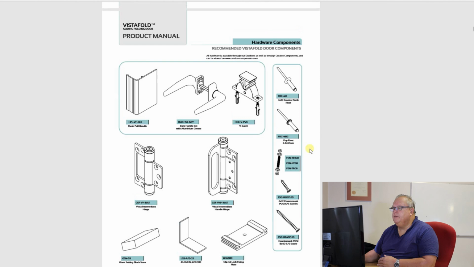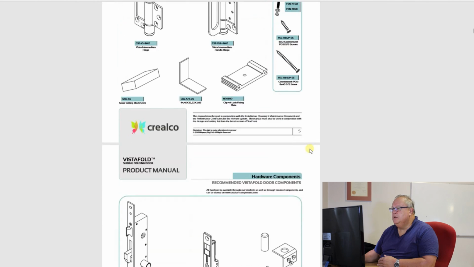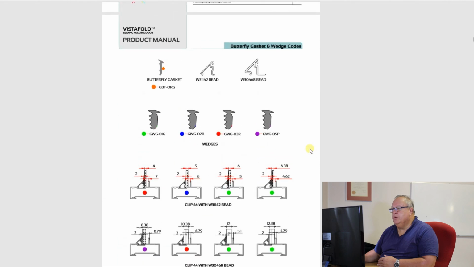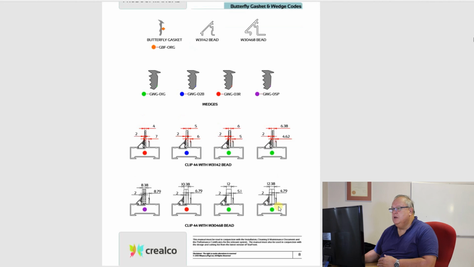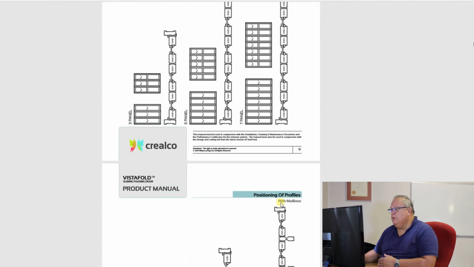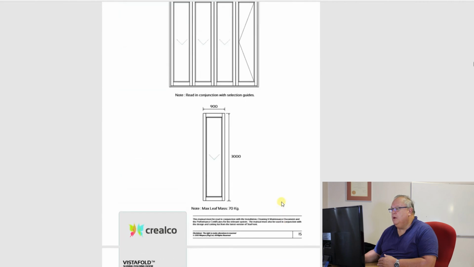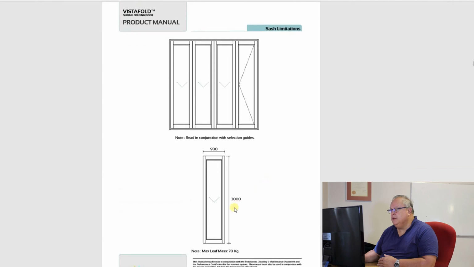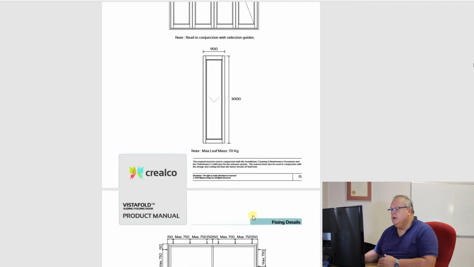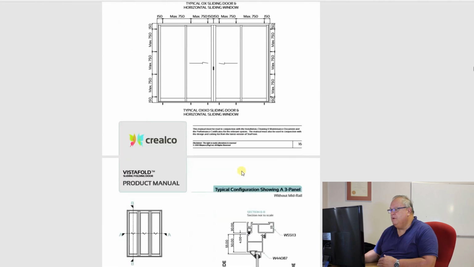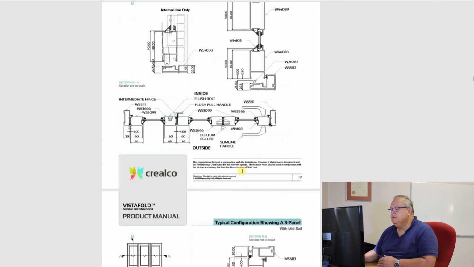Followed by the hardware identification pages or the components. Those are all the hardware items. Then we will get a butterfly and wedge glazing chart specifying the color-coded gaskets as covered in a previous video. And then we will get different configurations that are available. Sash limitations, so I can see here that the maximum leaf size, the VistaFold sash is 900 wide by 3 meters high. To go to the 3 meters high, you do have to use the Vista Mullion door. I've got the position of my fixing lugs, I get my cross-sectional details.